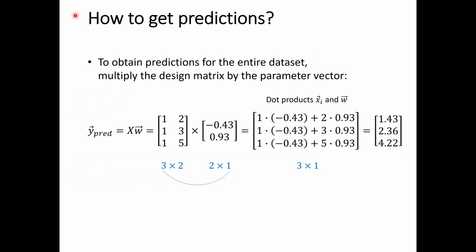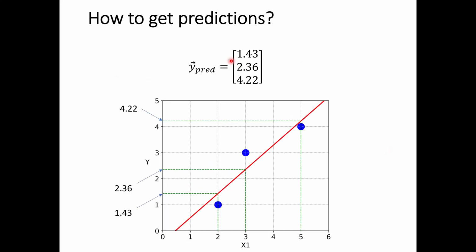It's time to speak about getting predictions. To obtain predictions for the entire dataset, we should multiply the design matrix by the parameter vector. We get 3 values, which are the dot products of the sample vectors and the parameter vector. As you can see, these predicted values are situated on the regression line at the points corresponding to the feature values. For example, for the first sample, at point 2, the true value is 1, while the predicted value is the value on the regression line at point 2.